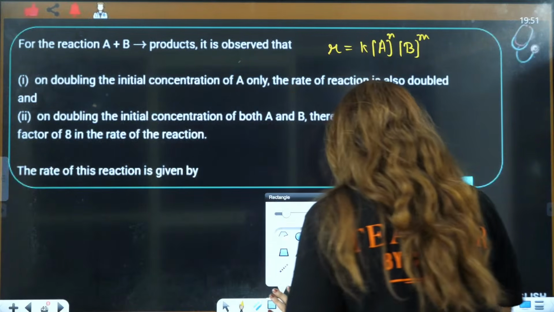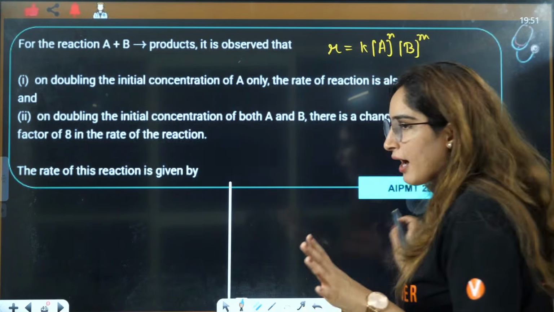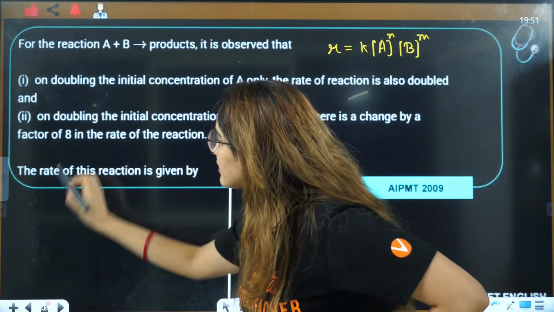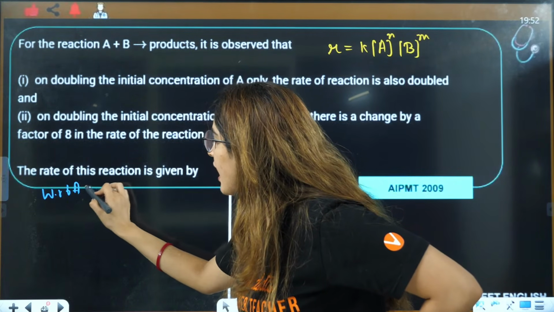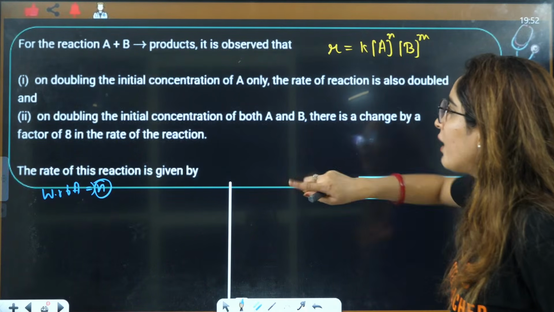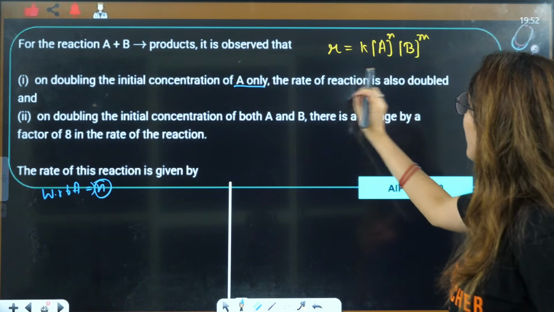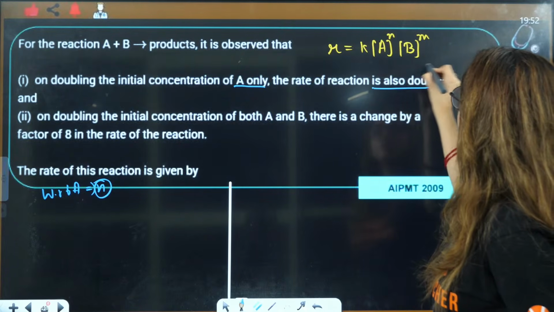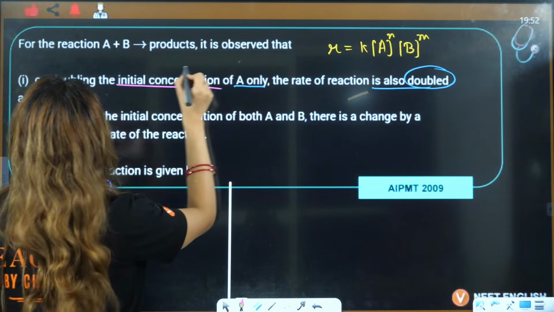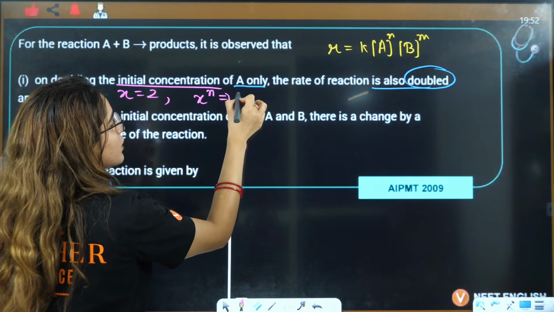Now, I want to know what is the answer, and it will take you hardly a few seconds. First is on doubling the initial concentration. In the first part, I am calculating the value of N, that is order of reaction with respect to A. On doubling the initial concentration of A only, the rate of the reaction is also doubled. That means initial concentration is doubling, so x is equal to 2. Rate is also doubled, means x raised to power n is equal to 2.